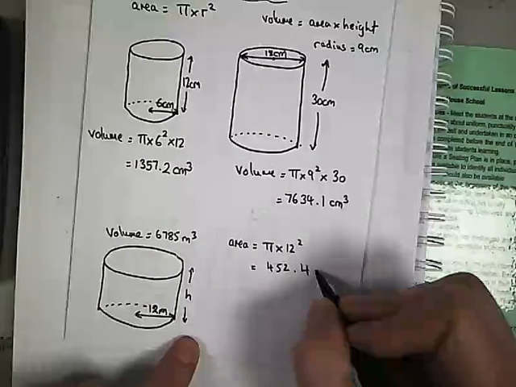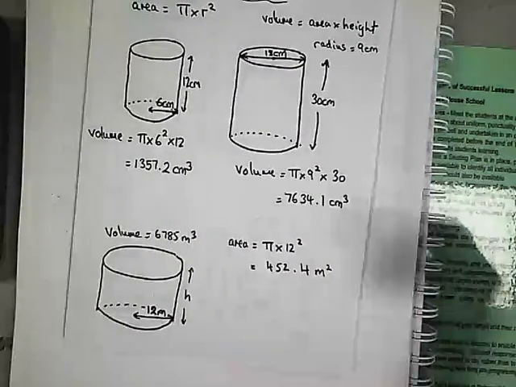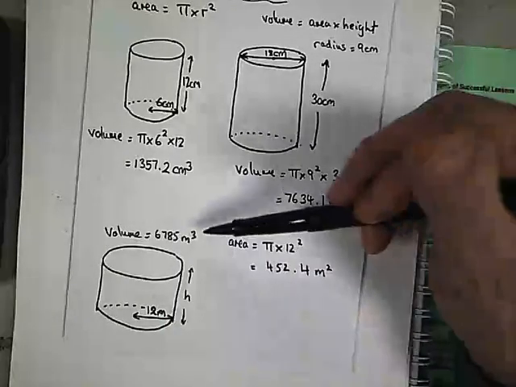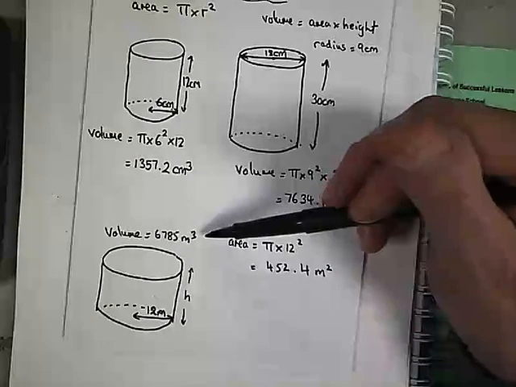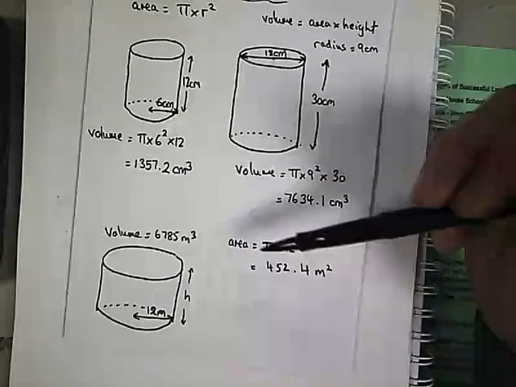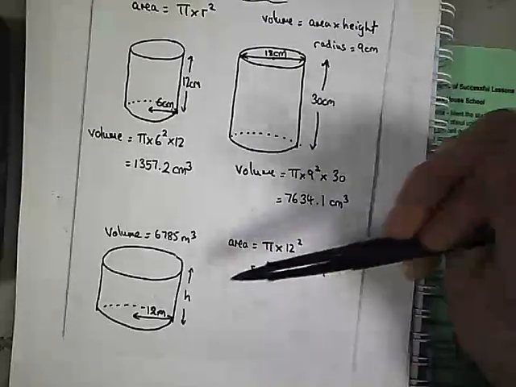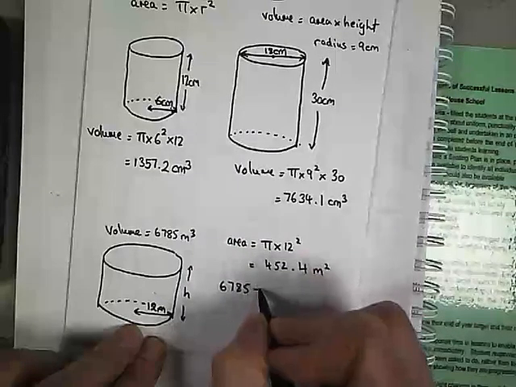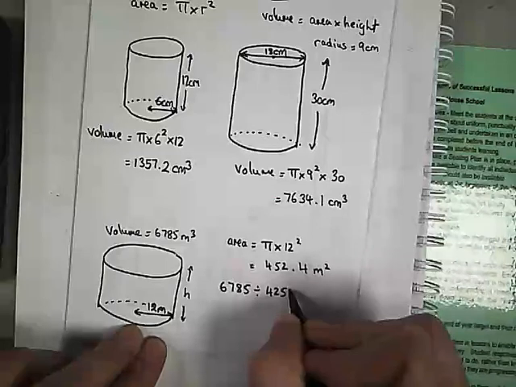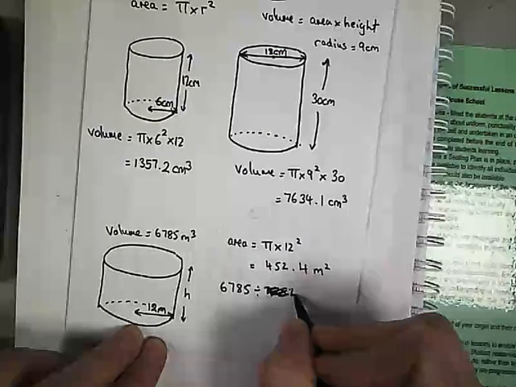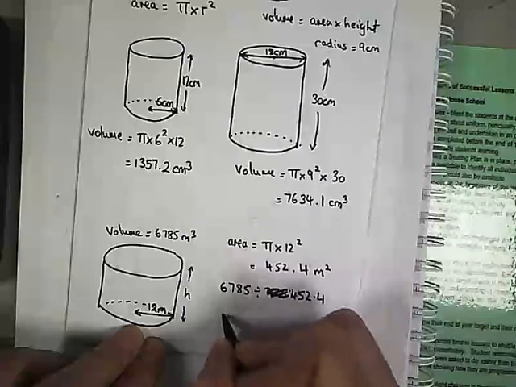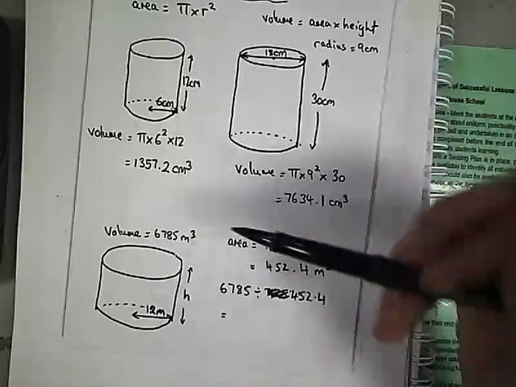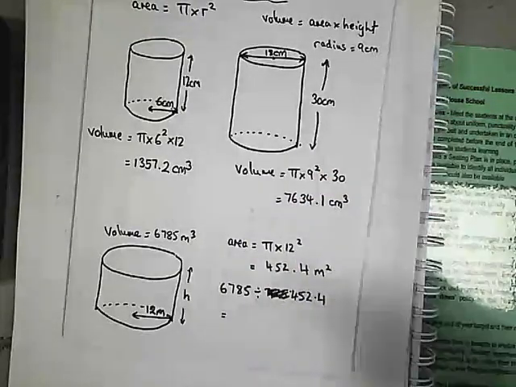We're working in metres, so it's metres squared. Now, normally I would times that by the height, but I don't know the height. And I would then get the volume. So what I'm going to do is do that in reverse. I'm going to take the volume and divide by this amount, and it will give me the height. So 6,785 divided by 450. I've done that the wrong way round. 452.4 will give me my height. So instead of timesing the area by the height, I'm dividing the volume by the area.